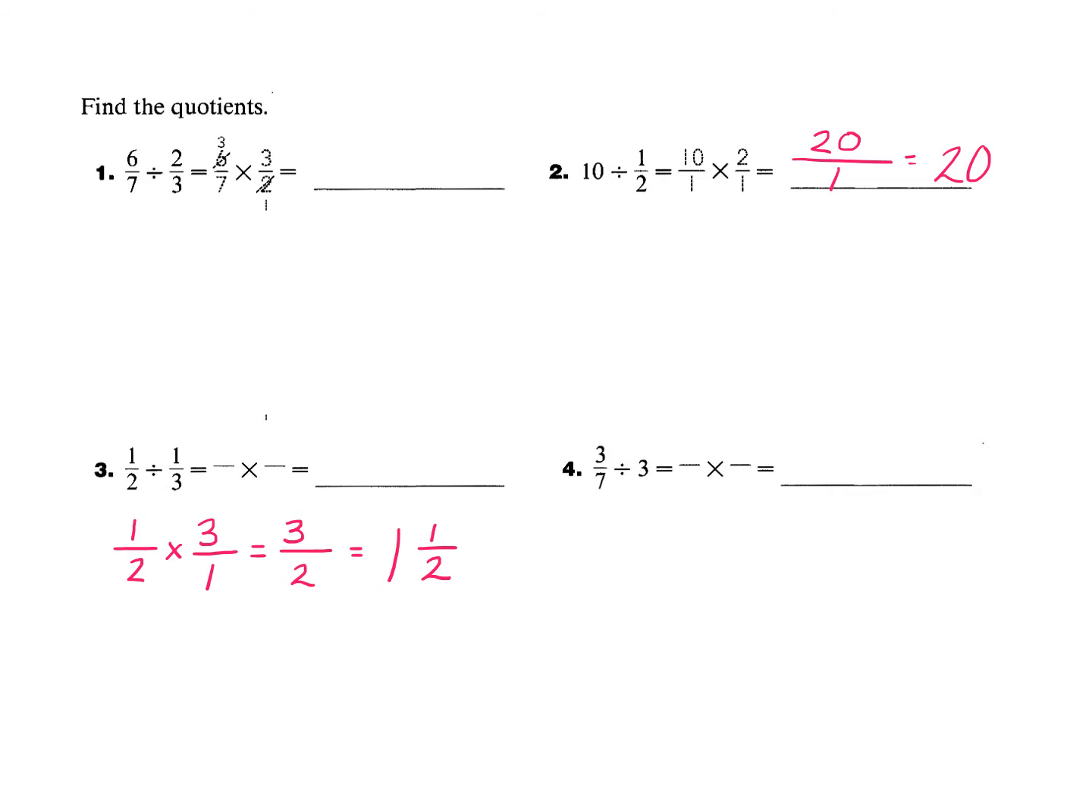Question number 4, 3/7 divided by 3. First we write 3/7 divided by 3/1. Now that both numbers are fractions, we keep, change, flip. We can reduce before we multiply. 3 divided by 3 equals 1. 3 divided by 3 equals 1. 1 times 1 equals 1. 7 times 1 equals 7. Our answer is 1/7.